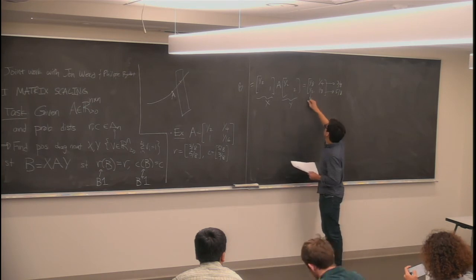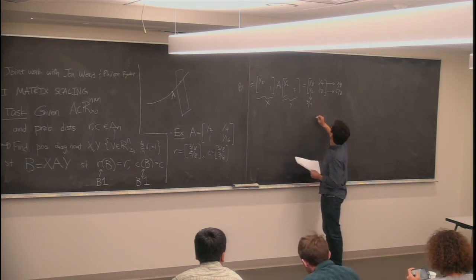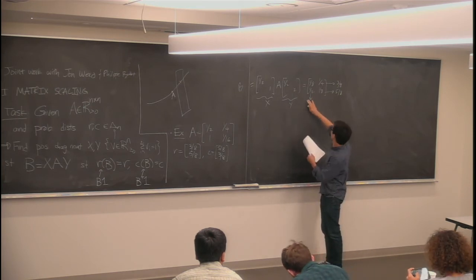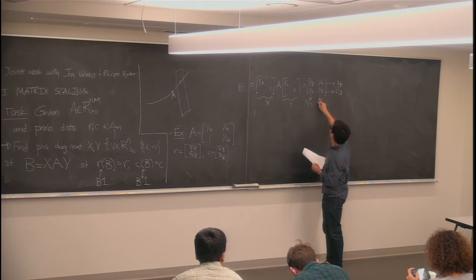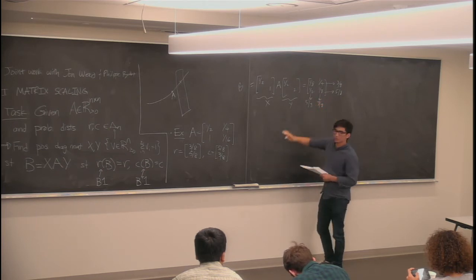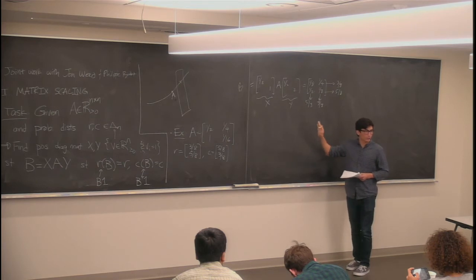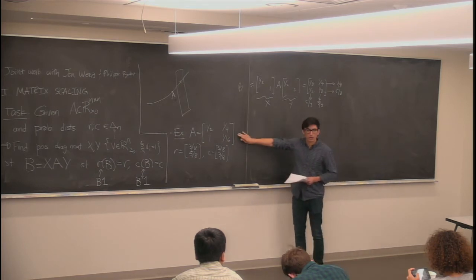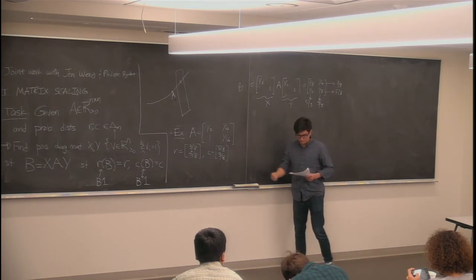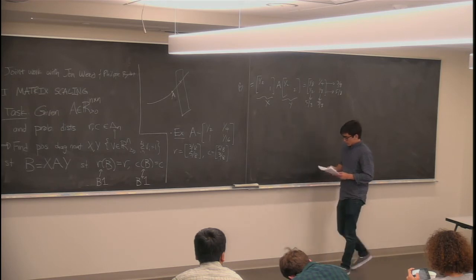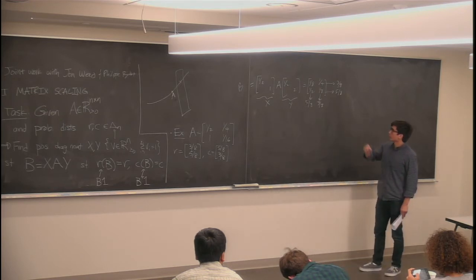The columns add up to 3/8. Oh, hold on. Second, 5/8, and 3/8, which is exactly C. So this would be a valid scaling for our given matrix A and R. Okay, so a couple of actual questions.